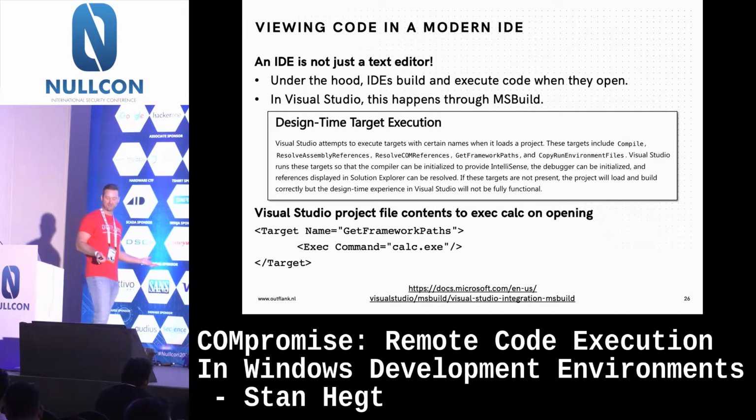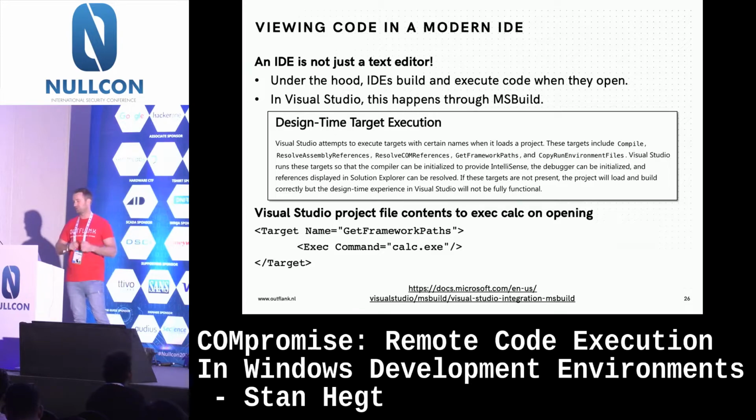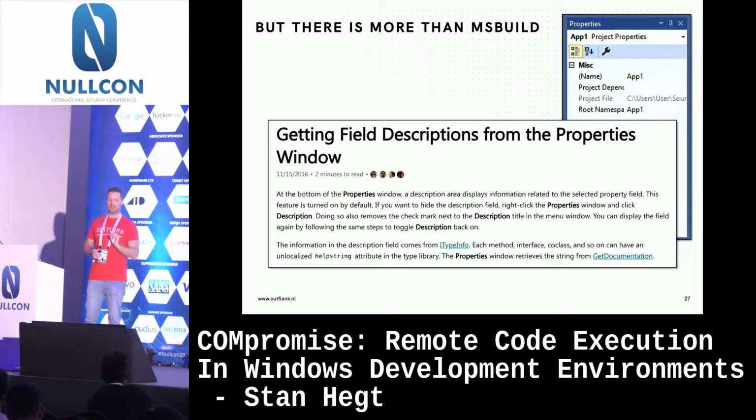It will look strange. So I wanted to find a better way to hide my backdoor in a Visual Studio project file. And somewhere in the documentation, I found this hidden gem, which is the properties window. If you work in Visual Studio, you all know it. It's that little window on the right which provides properties on objects that you're working with.